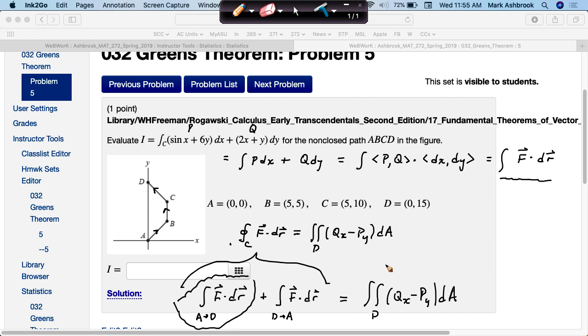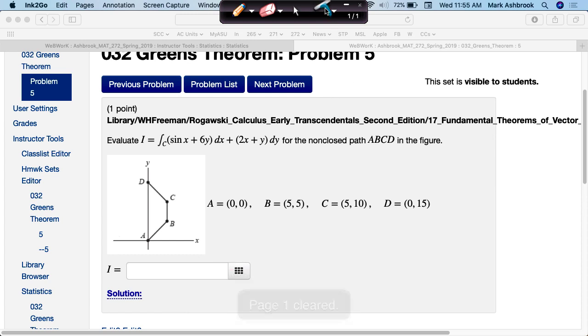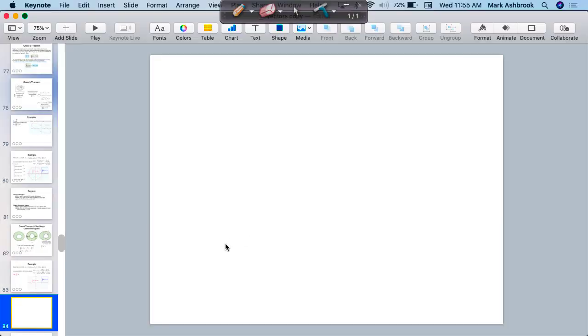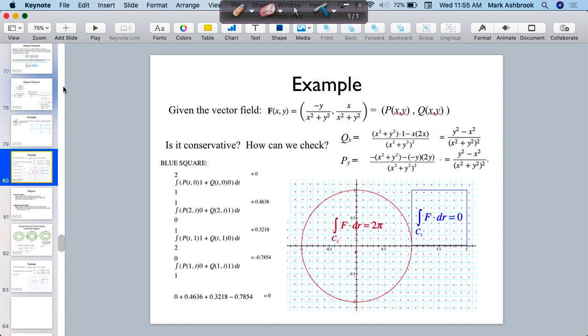All right. So we're talking about Green's theorem. Let's look at conservative vector fields and stuff. Let's look at an example here. Any questions before I erase that? So we did those examples. Okay, so let's look at this one.